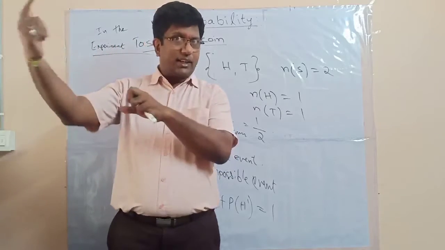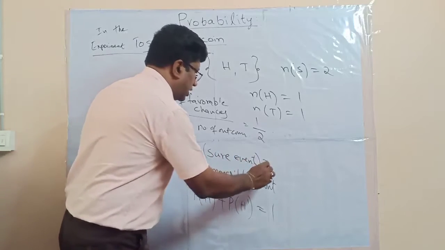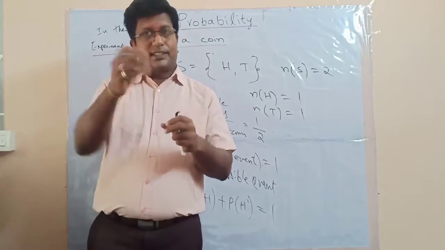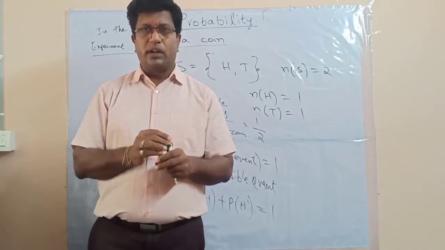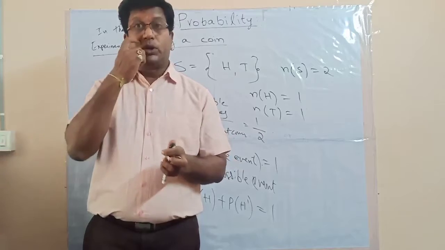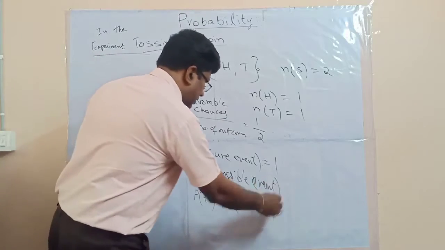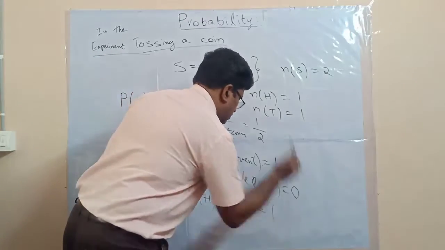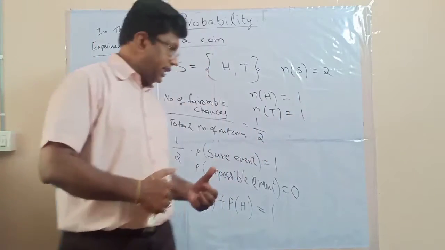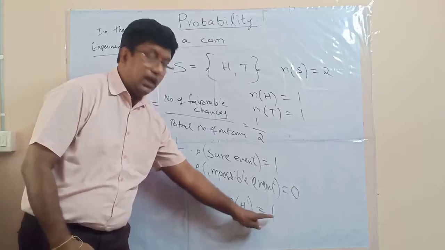So if you take that type of coin, the probability of a sure event is said to be 1. Because both sides are fixed as tails, making it a biased coin, what is the probability of getting a head in such cases? It will be 0, because there is no chance of a head coming as both sides have tails. So the probability of an impossible event is going to be 0. And next, we have a small equation in probability: the probability of head plus the probability of not getting a head is equal to 1.